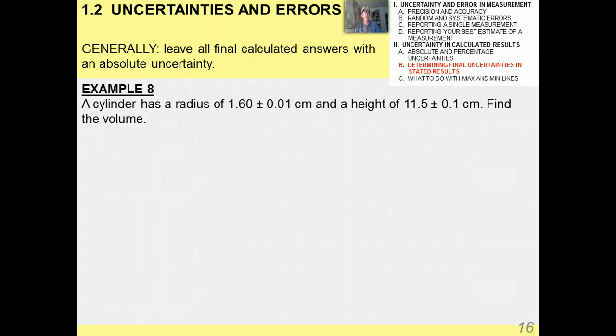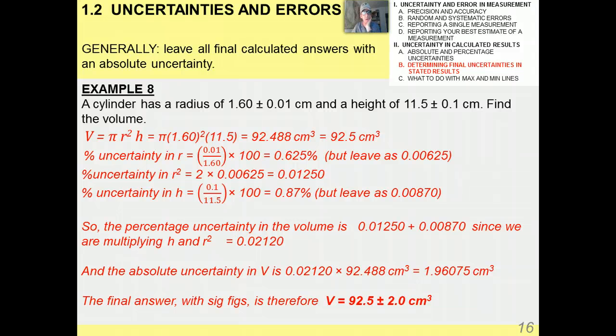So as an example, pause the video, spend some time and work through this example before I walk through it with you. See if you can solve this on your own. Okay? Find the volume with the appropriate uncertainty as an absolute uncertainty. So I give you the radius and I give you the height, and the radius and the height both have uncertainties associated with them. So we've got to figure out how this goes through in the calculation. Okay, so just be patient as I walk you through this, and pause the video and review any step that you need to at your leisure.